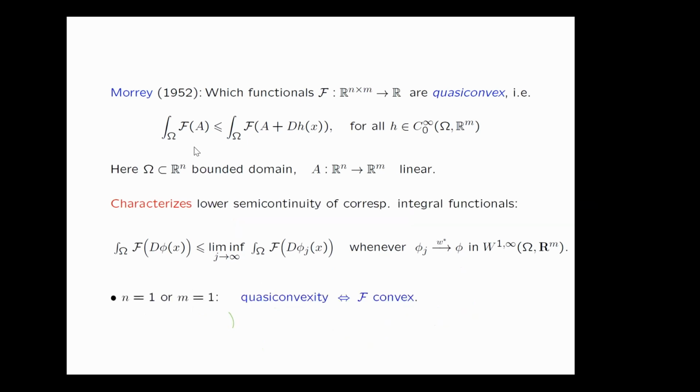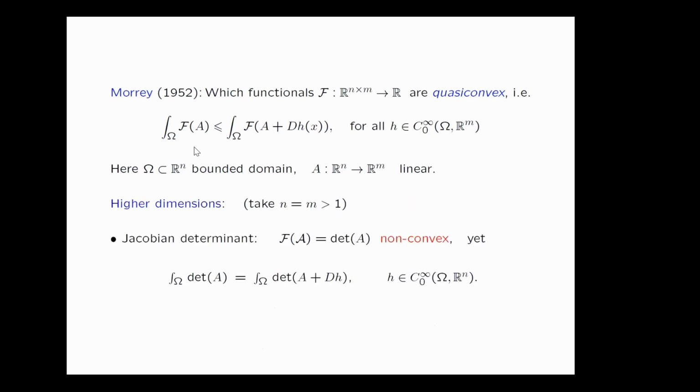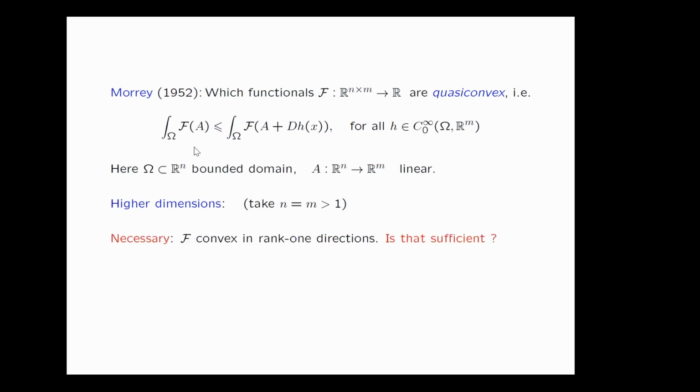Okay, in one dimension, quasi-convexity is convexity, and in higher dimensions there are classical examples of non-convex functionals. The main one is the determinant, which is a null Lagrangian, and therefore it actually satisfies the quasi-convexity inequality with equality. So there are examples beyond convexity, and there has been an effort to try to understand what on earth these quasi-convex functionals are and how far they are from convexity. A necessary condition is that if f is quasi-convex, it is convex in rank 1 directions. And that's, again, not very difficult.